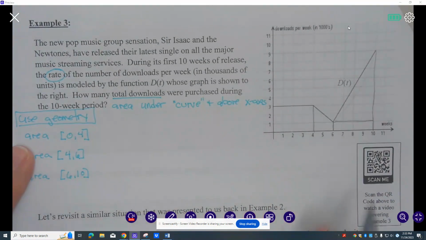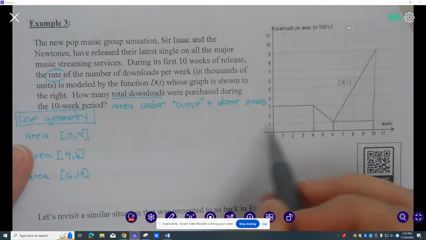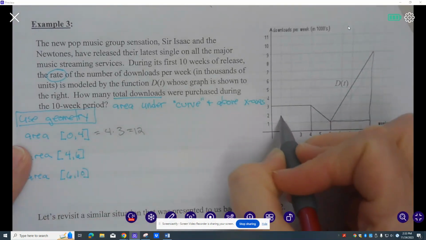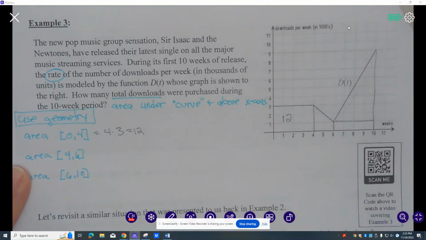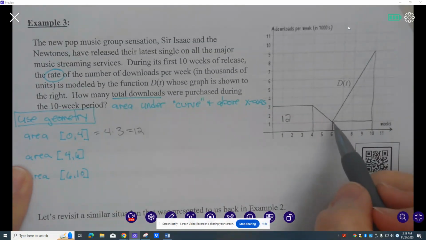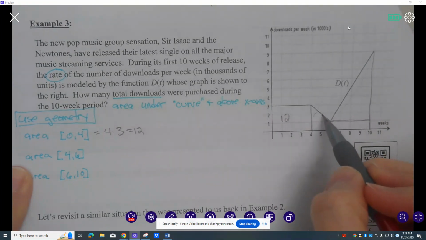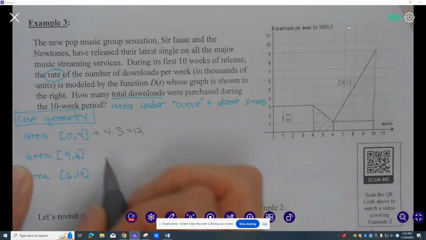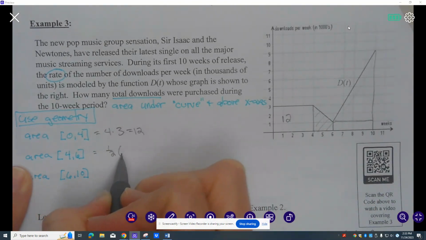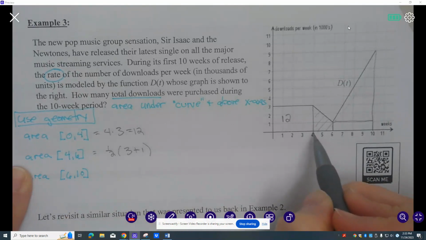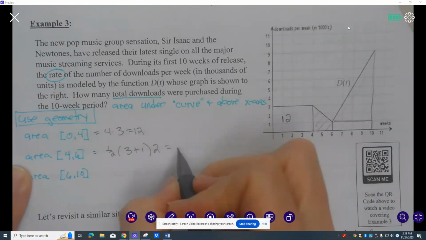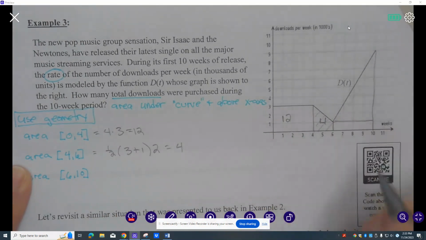The rectangle is going to be easy. That's a 4 by 3 rectangle, so that area is 12. From 4 to 6, if I do the trapezoid, I take the average of these two heights. This height is 3, this height is 1. So it would be 1/2 times (3 plus 1) times the width, which is 2. So this area would be 4.